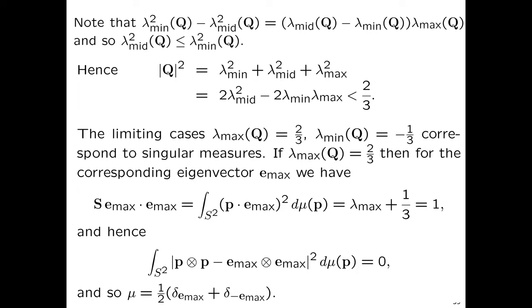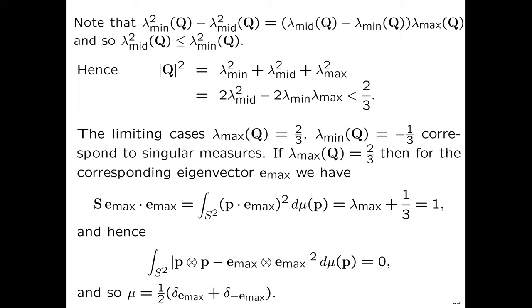Okay. Now, what about the cases when lambda max is 2/3? It's got to be less than 2/3, or when lambda min is minus 1/3. These correspond to singular measures, things that you don't expect to actually happen in practice. So if lambda max is 2/3 and e_max is the corresponding eigenvector, then S applied to e_max dot e_max is, of course, the integral of p tensor p against mu. And if lambda max is 2/3, that will be lambda max plus 1/3, which is 1. So that would mean that this is 1, and so the integral of p tensor p minus e_max tensor e_max squared, that is 2 minus twice (p dot e_max) squared, is 0.